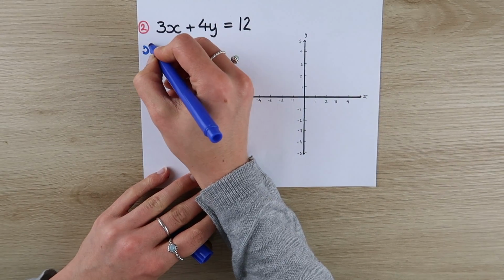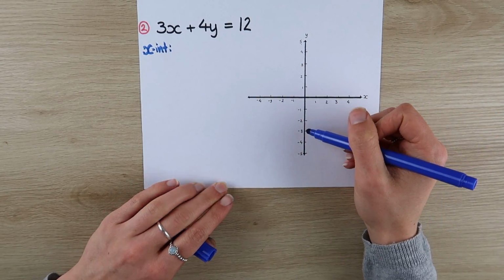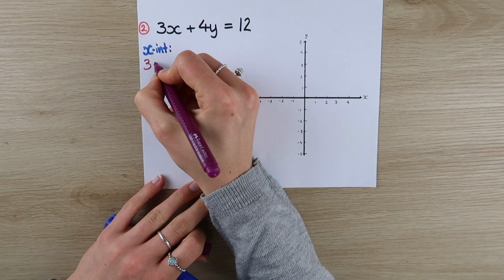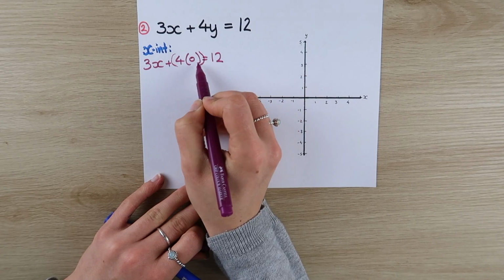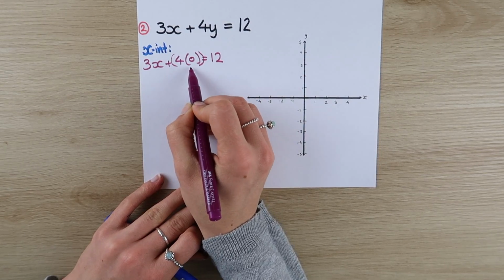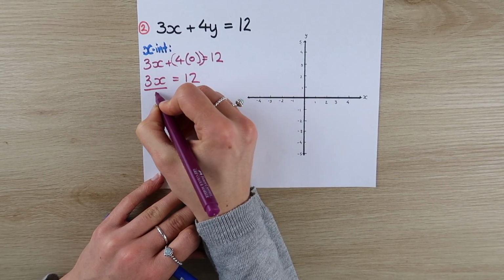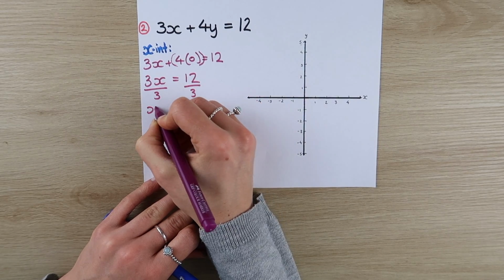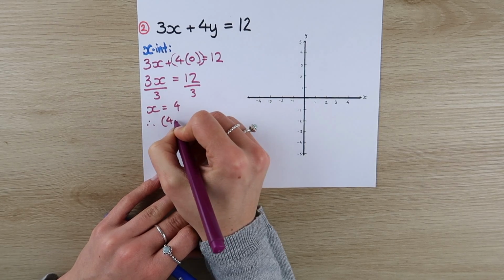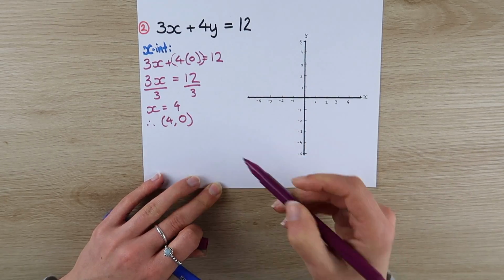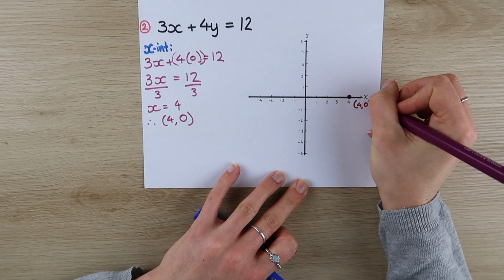So first of all, x-intercept. Remember that I said that at the x-intercept, y is always equal to 0. So we're going to solve for what x could be when y is equal to 0. That whole term there becomes 0. So I'm left with 3x is equal to 12. Divide both sides by 3. X is equal to 4. So therefore, I've got a point at 4, 0. And just like I did before, I'm going to label it straight away.